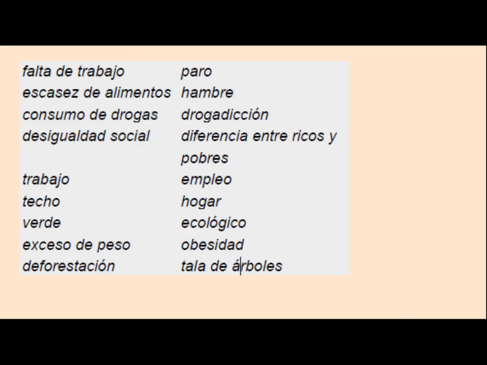Okay, so hopefully you paused the video prior and we can go through the answers. So I'm going to leave them on the board there. We've got falta de trabajo and paro, escasez de alimentos, hambre, consumo de drogas, drogadicción, desigualdad social, diferencia entre ricos y pobres, trabajo and empleo, techo and hogar, verde ecológico, exceso de peso, obesidad, deforestación, and tala de árboles. Okay?